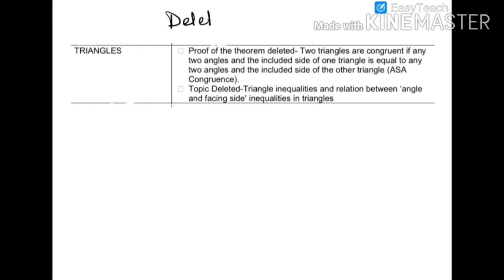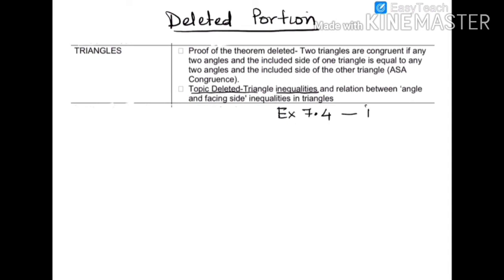Here is the deleted part of this chapter. The proof of angle side angle is deleted. However, I have already mentioned this theorem has to be learnt and applied in questions. And all topics that are related to inequalities in a triangle are deleted. So this means that the 4th exercise, 7.4 is deleted.